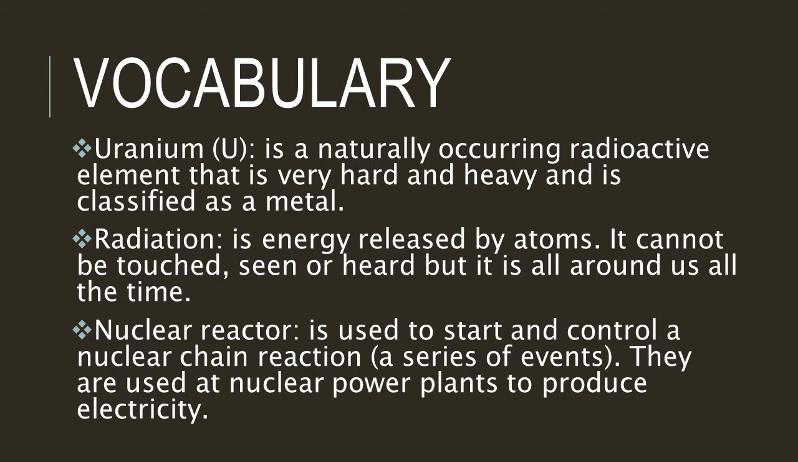Lastly, a nuclear reactor. Now, a nuclear reactor is used to start and control a nuclear chain reaction, a series of events. Nuclear reactors are used at nuclear power plants to produce electricity. Okay? Again, they're going to be used to heat up water. Guess what? Spin a turbine. To guess what? Spin a generator. And, you guessed it, create electricity.